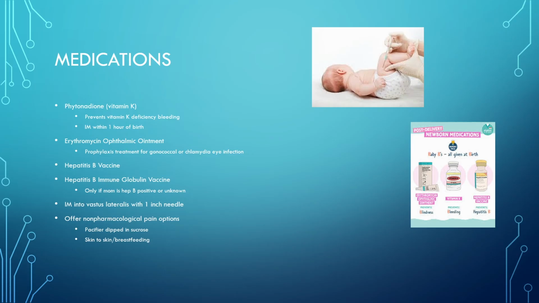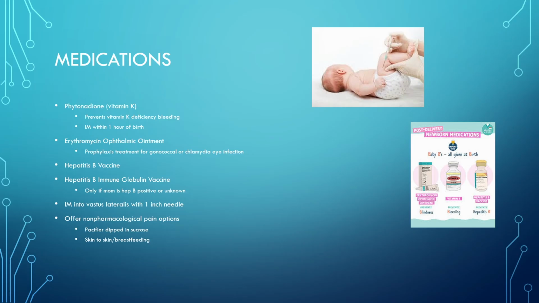A hepatitis B vaccine is recommended to be given after birth to all babies. This is given IM. It's recommended again for all babies. They'll get follow-up doses as they age.